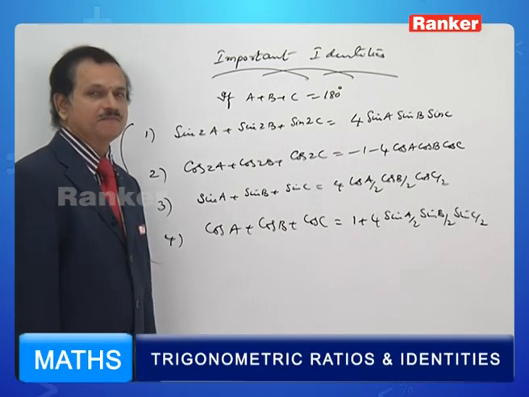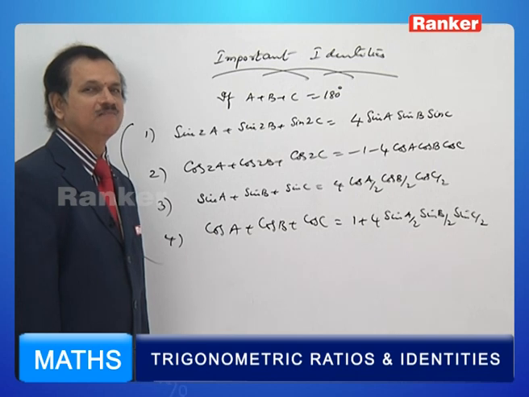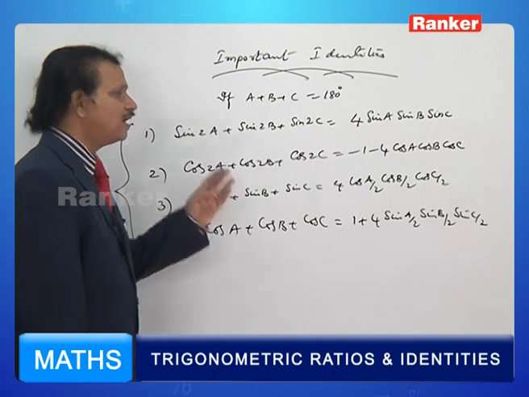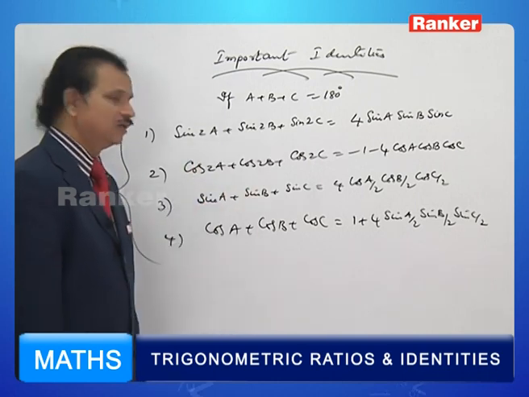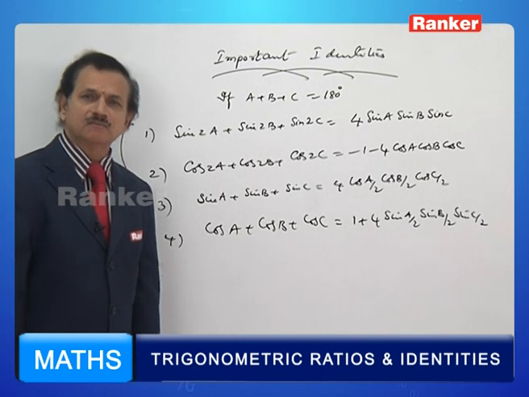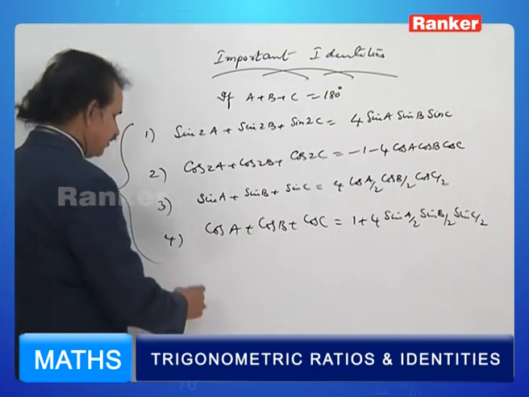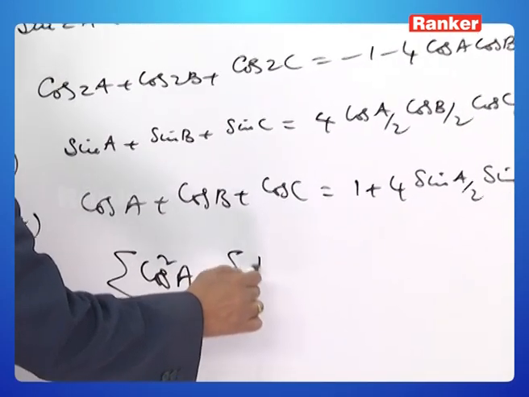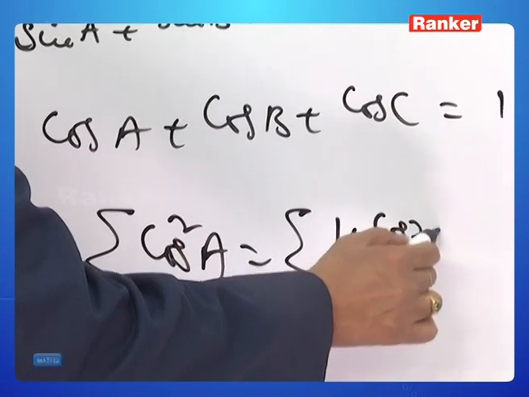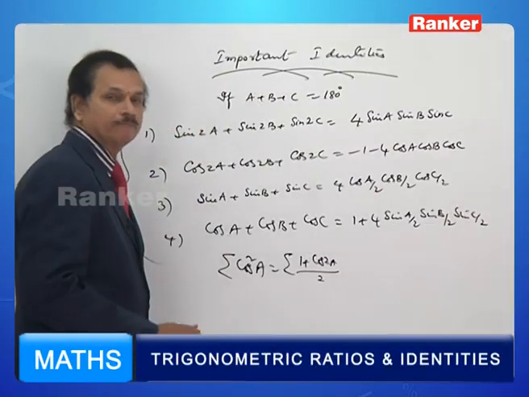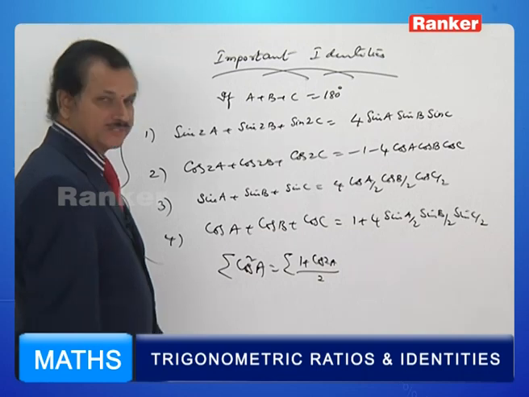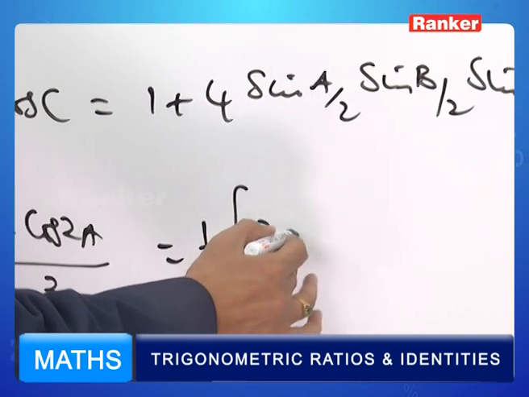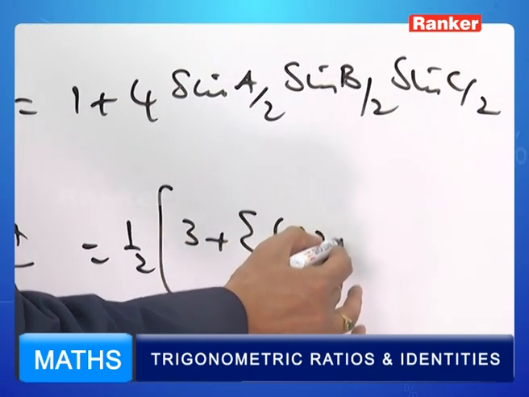In a similar fashion, suppose he asks you what is sigma sin square A. What is sigma sin square A? Sigma sin square A is nothing but sigma 1 minus cos 2A by 2. Again, you will be able to use sigma cos 2A. Let us observe that sigma cos square A. What is sigma cos square A? It is nothing but sigma 1 plus cos 2A by 2. Isn't it? Okay. This is equal to half into 3 plus sigma cos 2A. Am I right?